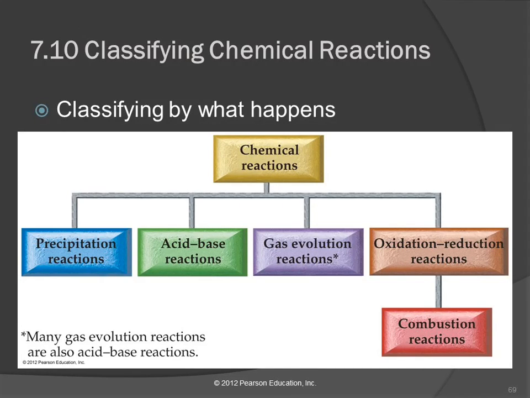There are different ways to classify chemical reactions. One is to classify the reactions by what happens. So, a precipitate forms. You have an acid-base neutralization reaction. You have gas being evolved. You have an oxidation-reduction reaction. A combustion reaction is a subset of this. This is classifying by what's happening.